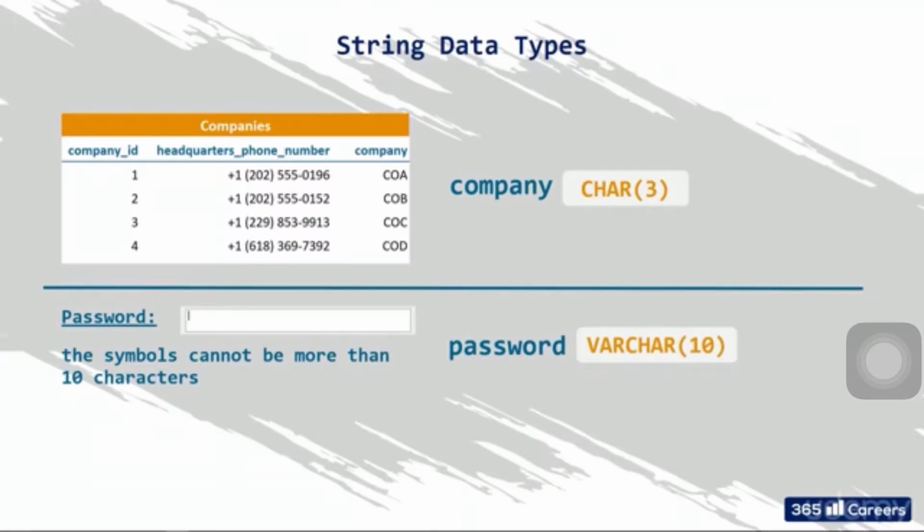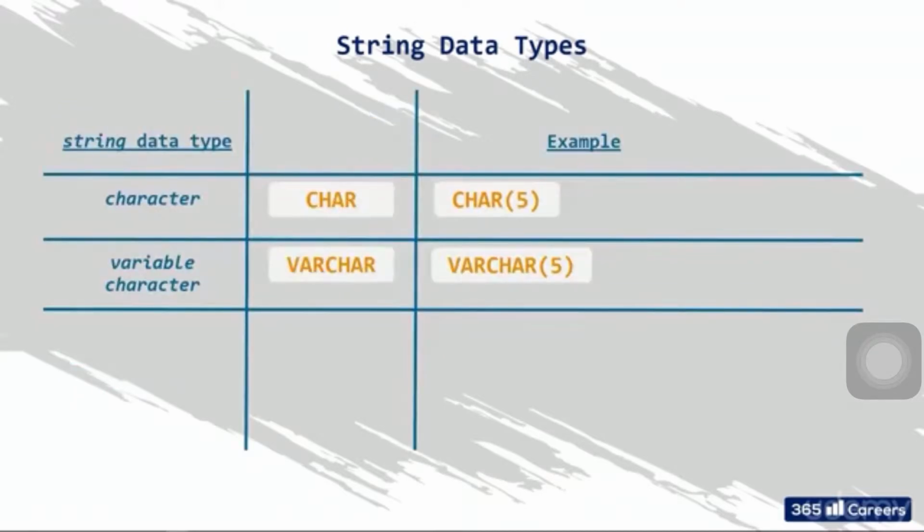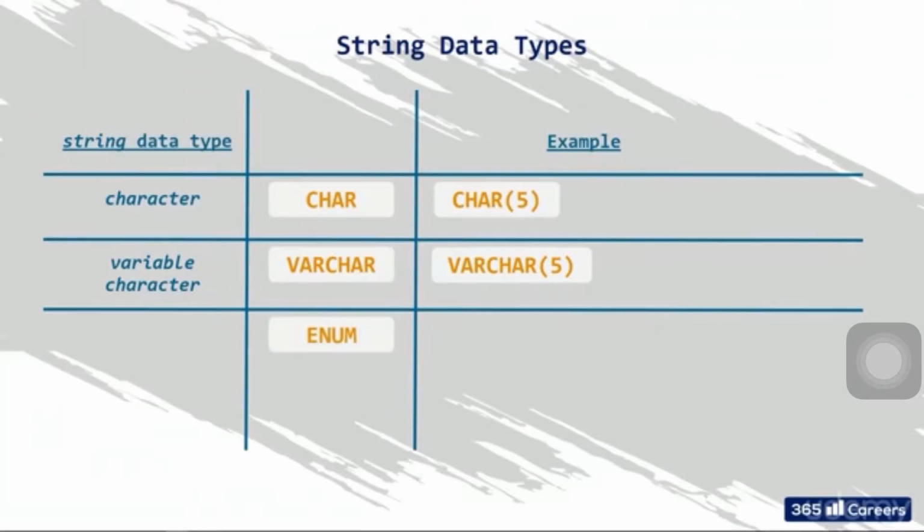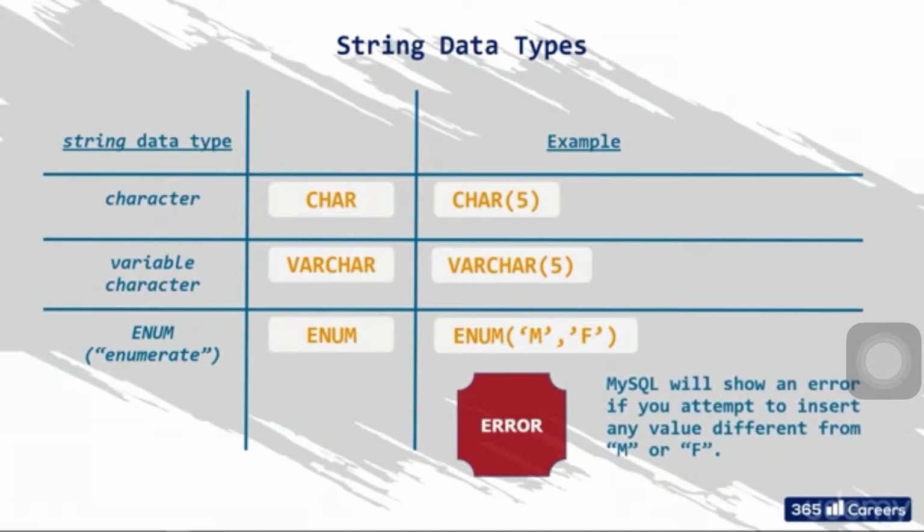This is all we are going to say about char and varchar at the moment. There is another alphanumeric data type I would like to introduce to you. Its name is enum, derived from enumerate. It is particularly handy when you know in advance what type of columns you will be working with. For example, if in a certain column you want to insert the gender of a person, you should specify the possible values of M and F. Then, MySQL will show an error if you attempt to insert any value different from M or F.